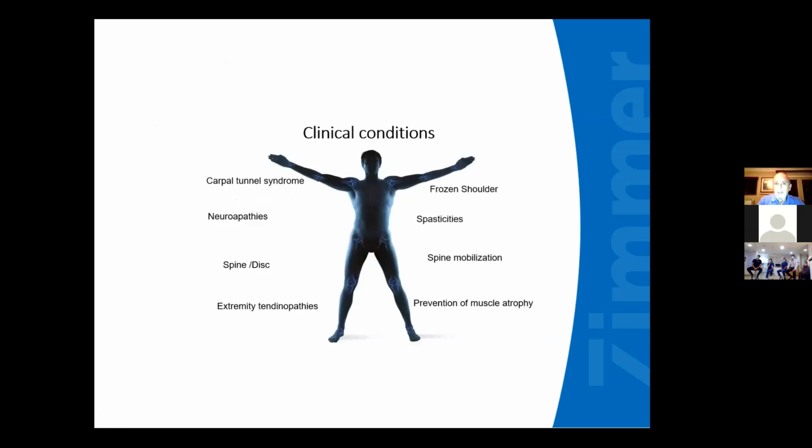Now, on the clinical side, what are some common conditions we see in the clinic: carpal tunnel, frozen shoulder, neuropathies, spasticities, disc-related injuries to the spine, spinal mobilization, tendinopathies to extremities, and again, prevention of muscular atrophy. All of these we see in the clinic that can be addressed.